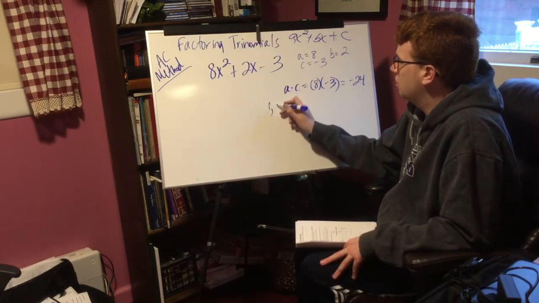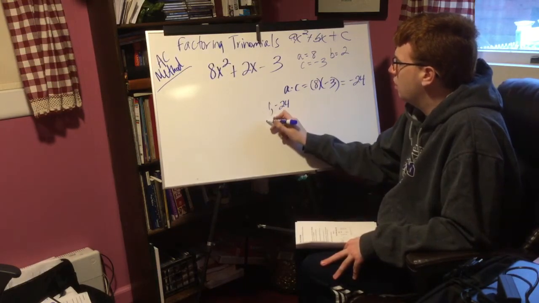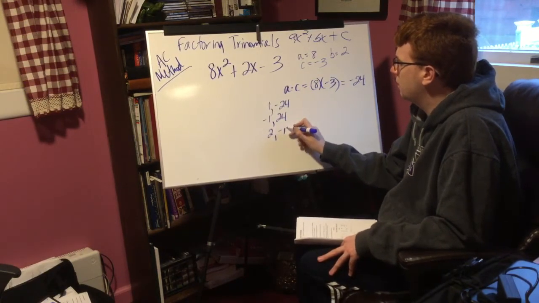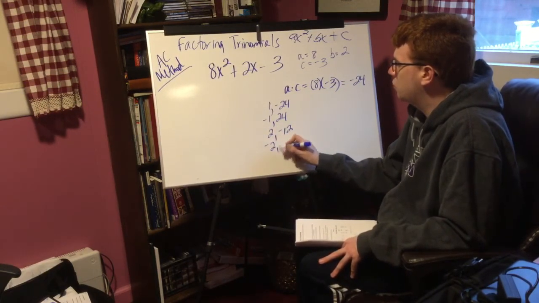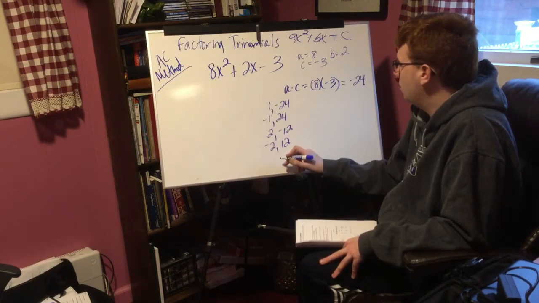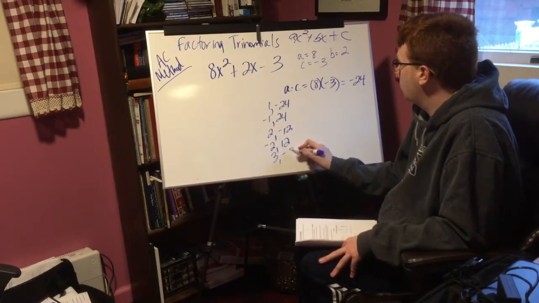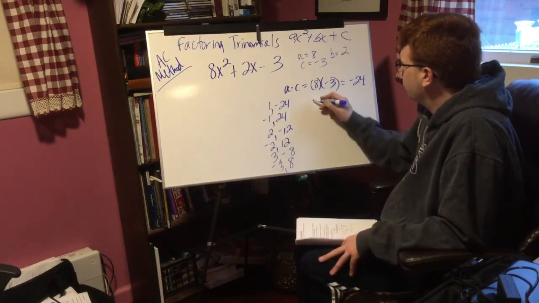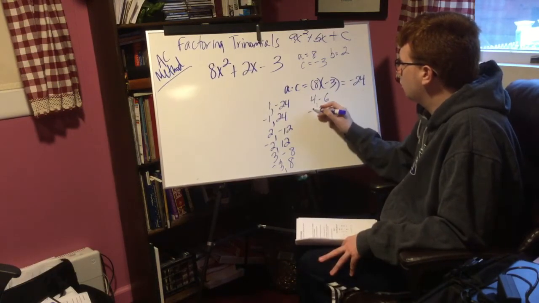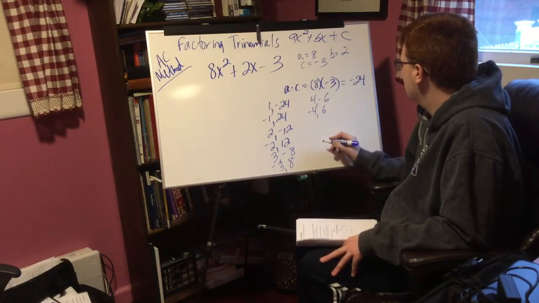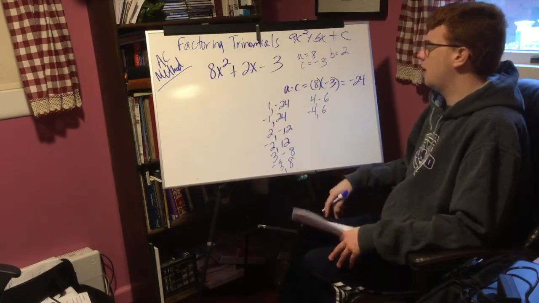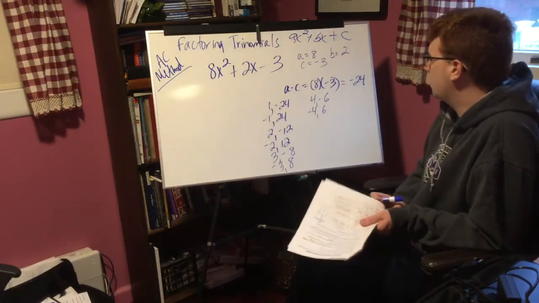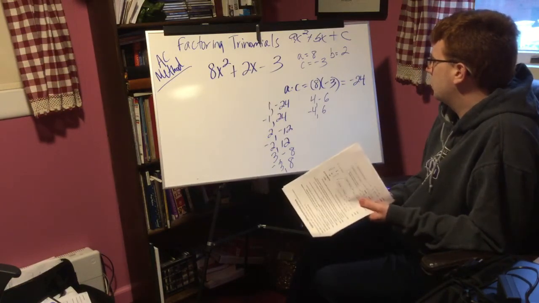So 1 times negative 24 would work. Negative 1 times positive 24 would work. 2 times negative 12 would work. Negative 2 times positive 12 would work. 3 times negative 8 would work. Negative 3 times positive 8 would work. 4 times negative 6 would work, so would negative 4 times a positive 6. And then you want to think about if there are any other cases where you have integers that multiply to be a negative 24. I think we have a pretty good extensive list right now.